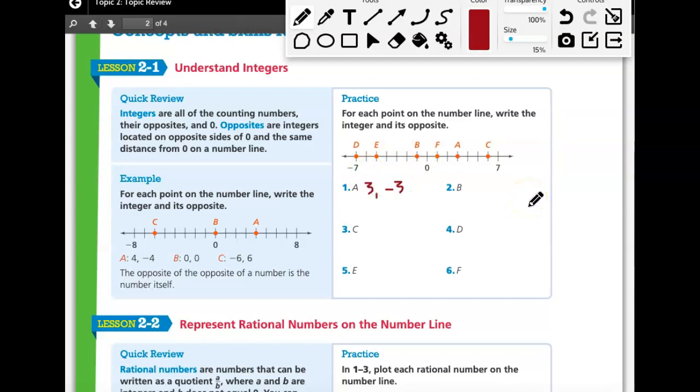Number 2. Mansi. Number 2 is -1, and the opposite is 1. All right, that's -1, and the opposite is 1. How about letter C, number 3? Can we get Christine? Where is letter C located, and what's the opposite?